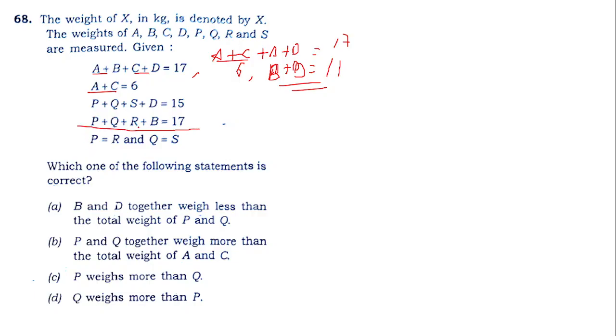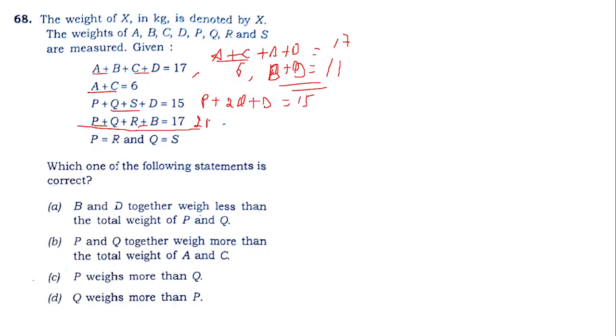P is nothing but R. So let us first substitute them. P is nothing but R, Q is nothing but S. So this will become P plus 2Q, because Q and S are the same, plus D is equal to 15, and this becomes, P and R are the same.